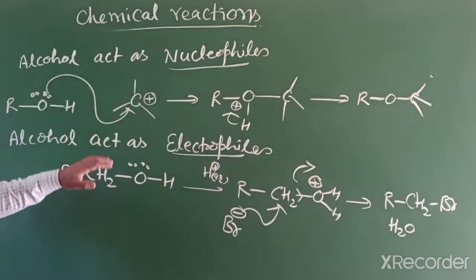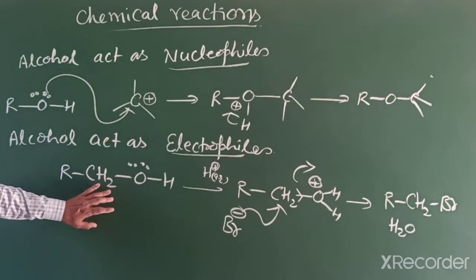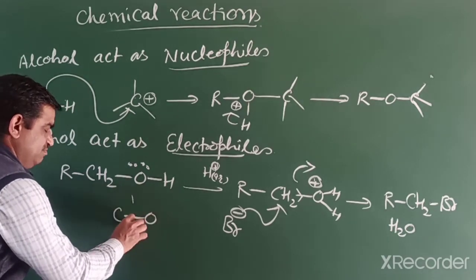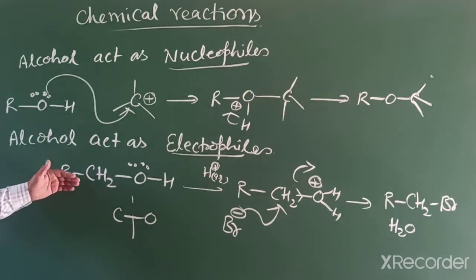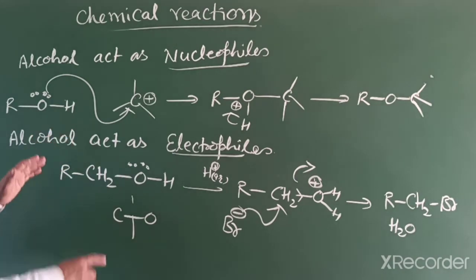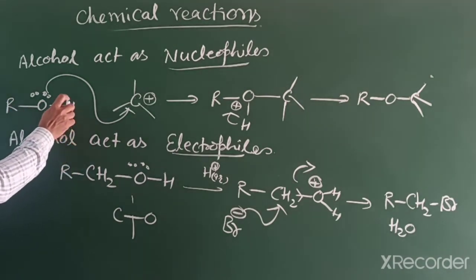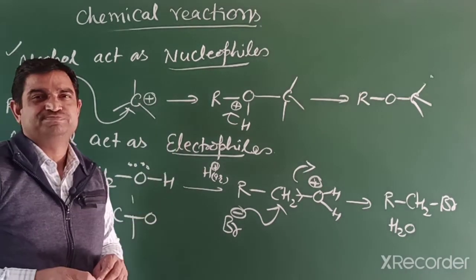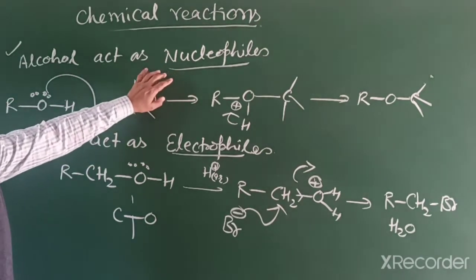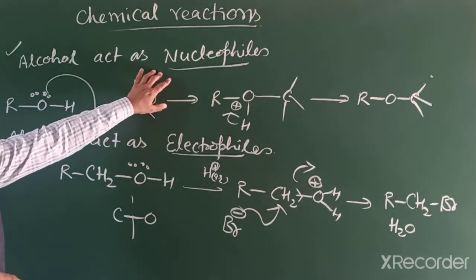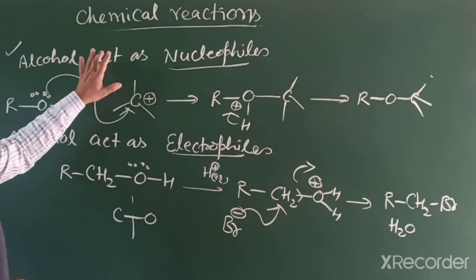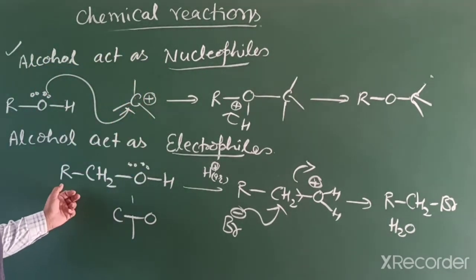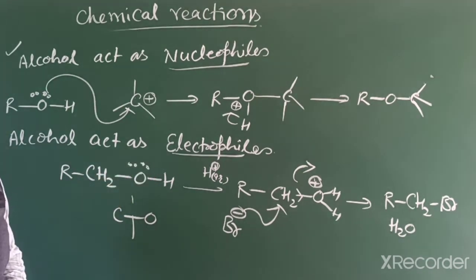So it means when the alcohol is protonated, the carbon-oxygen bond dissociates. When the carbon-oxygen bond dissociates, then the alcohol acts as an electrophile. When the oxygen-hydrogen bond dissociates, then it acts as a nucleophile. This question came in the CBSE exam in 2019: Explain why alcohol acts as a nucleophile as well as an electrophile. So we can explain it this way.